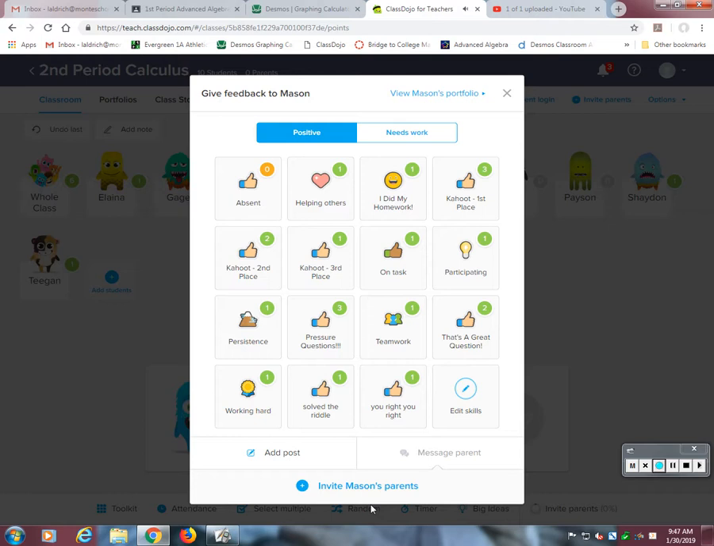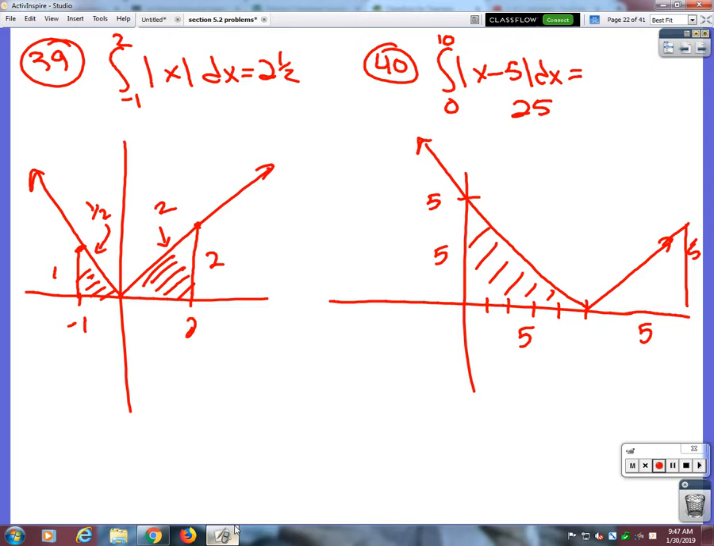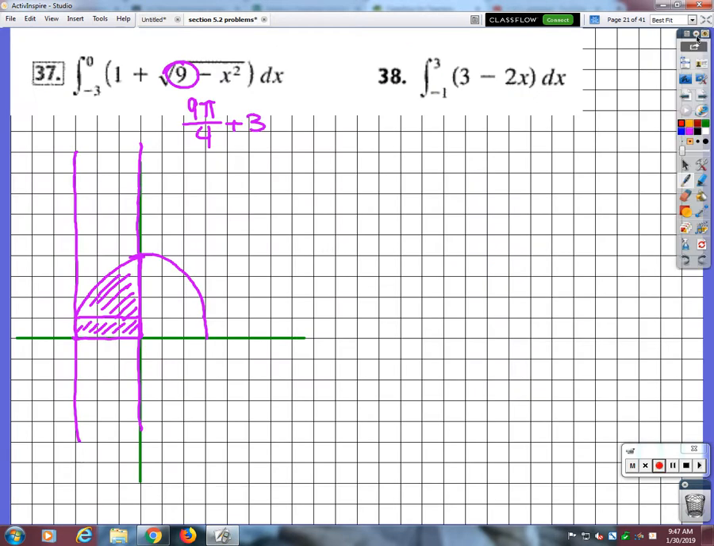Mason, do you have any questions? 38. Yeah, y-intercept. Yeah. I mean, flip it around, right. 1, 2, 3, and then down 2 over 1, down 2 over 1, down 2 over 1. I guess I want to go from negative 1 to 3, so it's this right here.